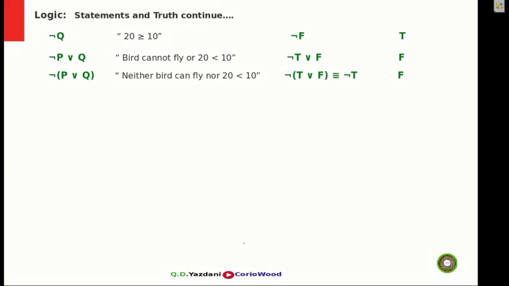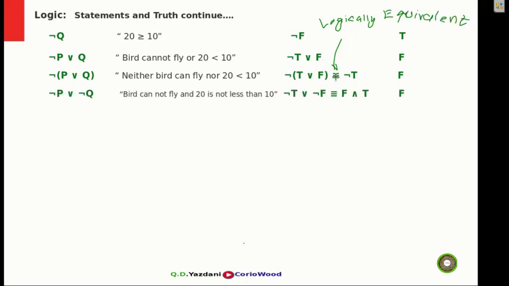So this one here, you see the three bars here, we say it is logically equivalent. Neither birds can fly nor 20 is less than 10: not true or false, which is equivalent. This is logically equivalent. Not true is false.